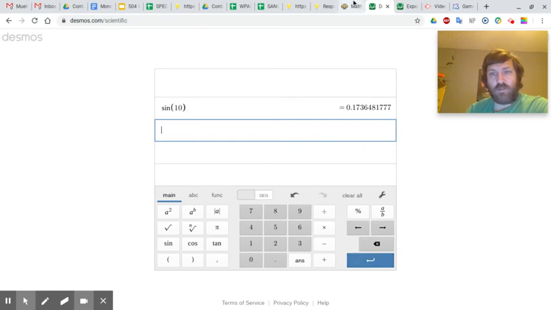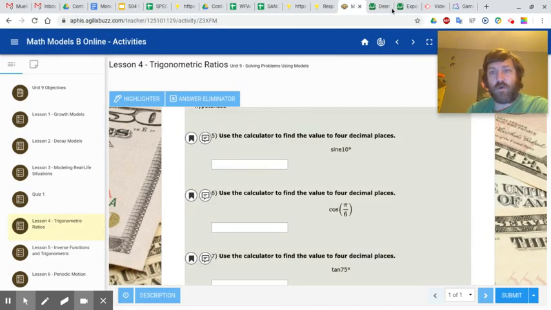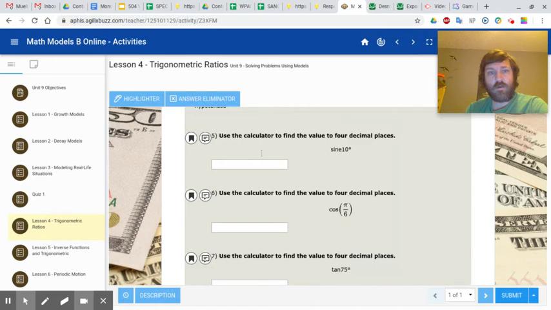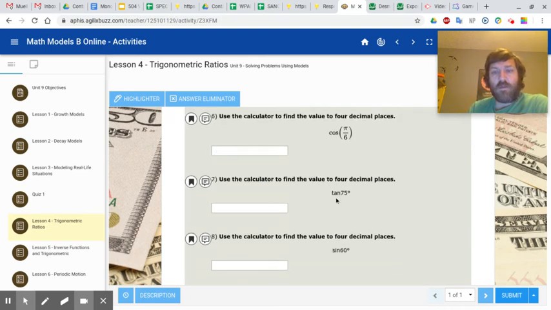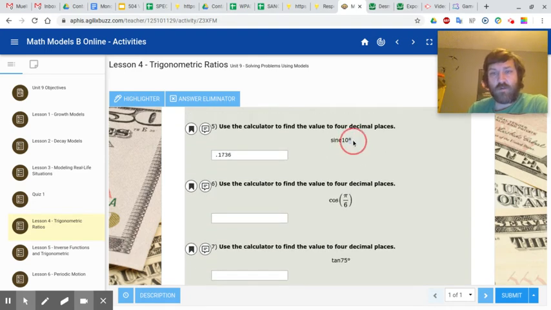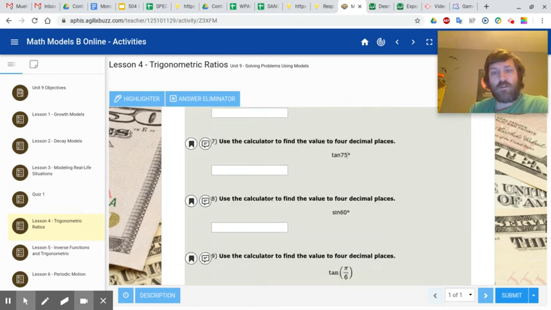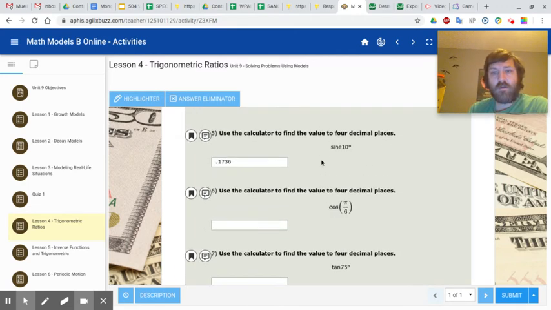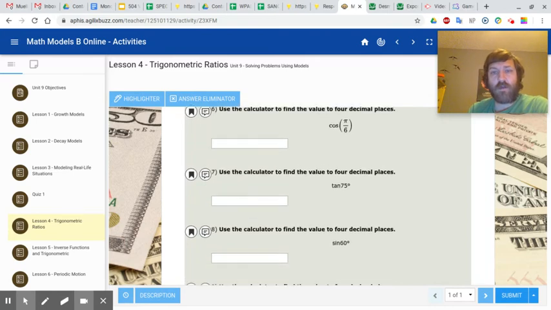Now it says to round to 4 decimal places, so we would take 0.1736, and that's it for that one. That's whenever there are actual degrees in the problem. If you see that degree marker, use degree mode. So number 7, number 8, use degree mode. For number 6 and number 9, you're going to be using radian mode. I'll show you how that one works.